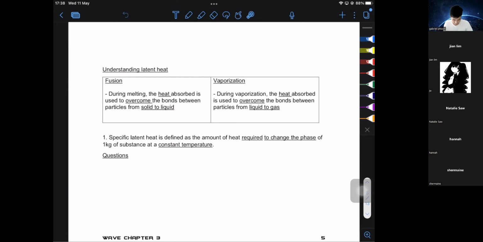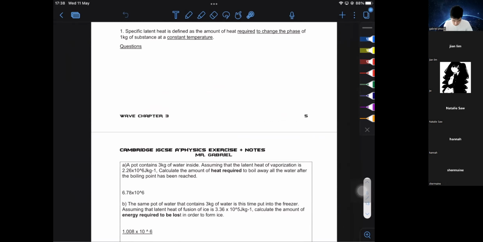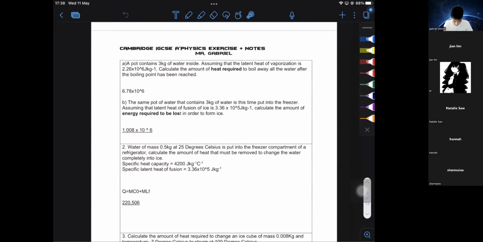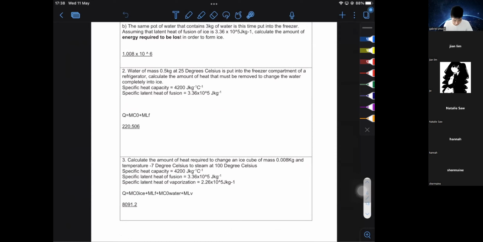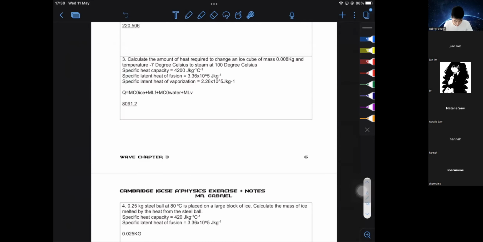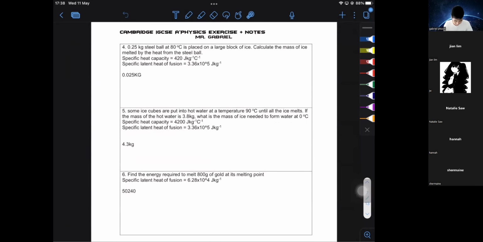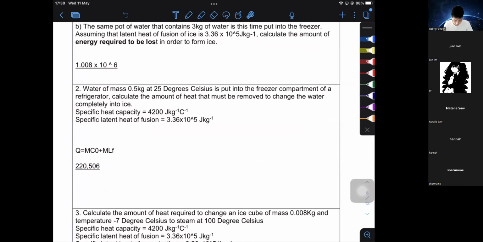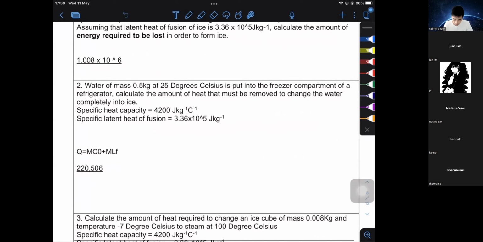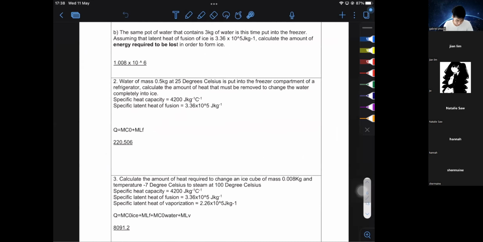Okay, done. Then let's move on to the questions here. I think you should be able to do most of the questions here. Let me just show you how to do one of them, then you'll do the rest yourself. Let's go with this one here, question number 2. Now, guys, pay attention. You're going to be required to do the rest of the 6 questions later on, guys.